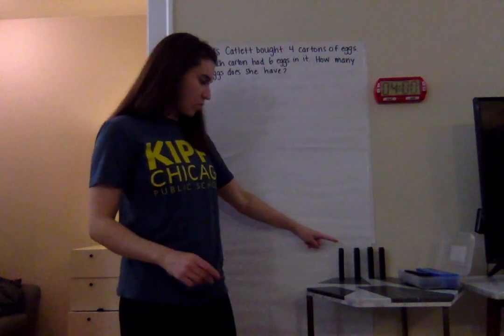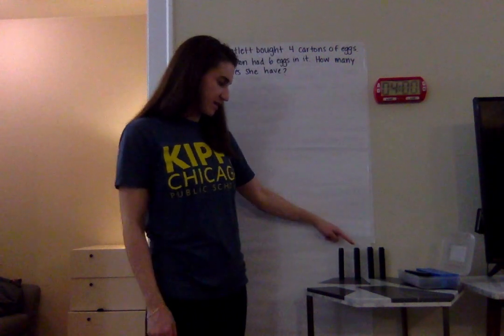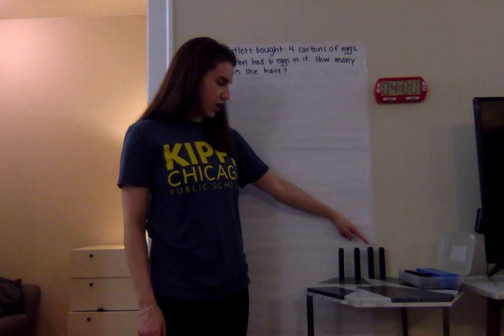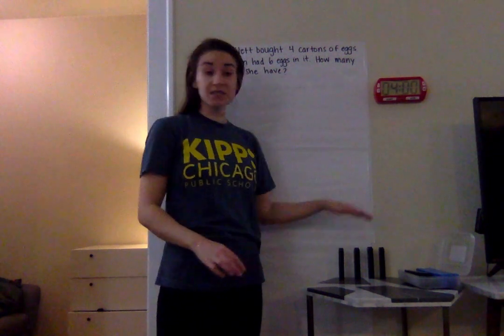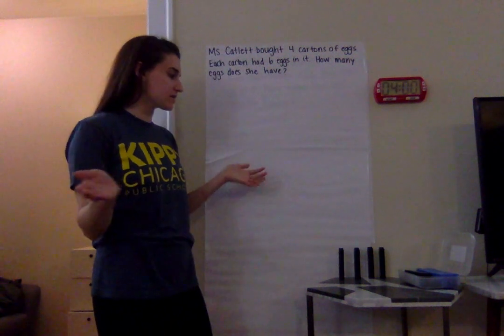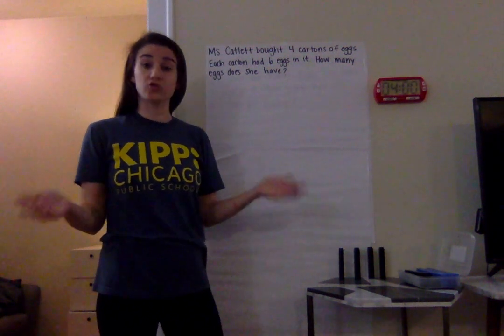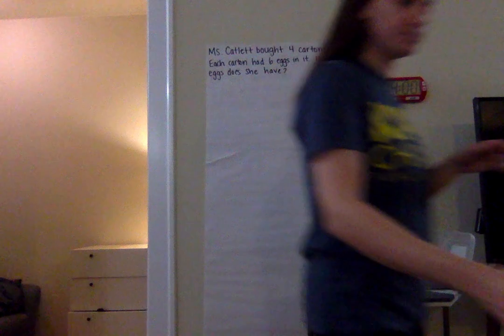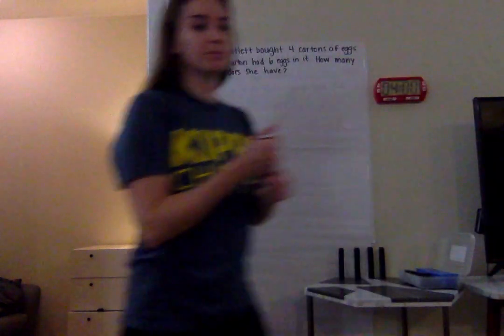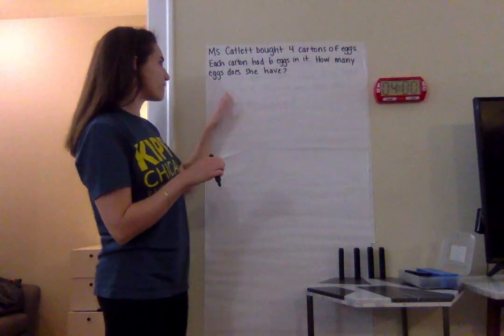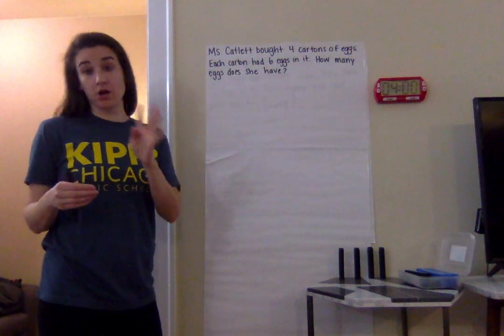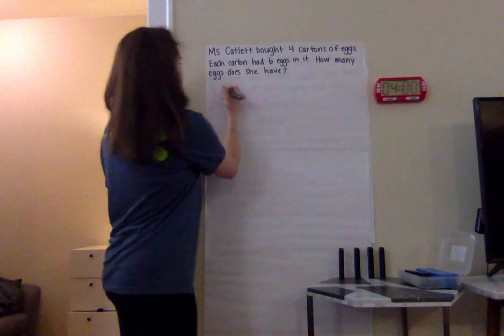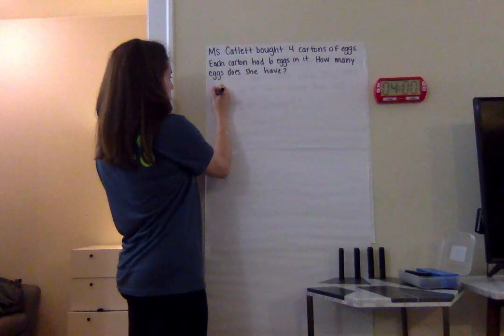So now I have 1 carton of 6, a second carton of 6, a third carton of 6, and a fourth carton of 6. These groups of 6 represent the 4 cartons. Let me think about how I can draw this out to show it. All right. So I'm going to draw 4 boxes on my paper to represent the 4 cartons or boxes of eggs that she bought. Make sure you draw this with me.